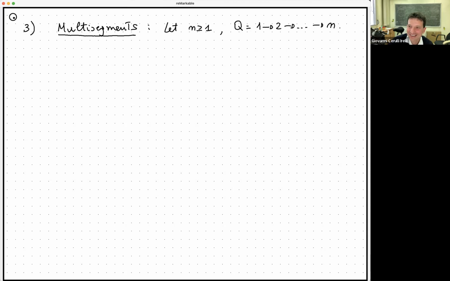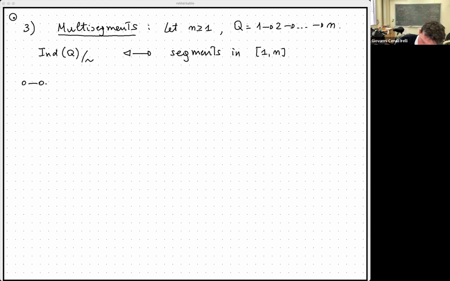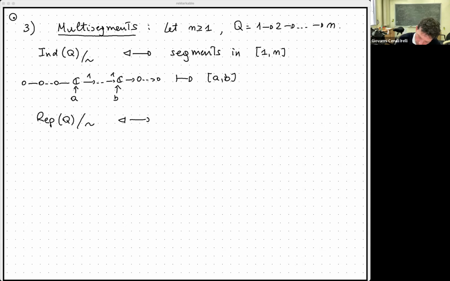Okay. The indecomposable representations of Q modulo isomorphism are in bijection with segments in 1 to n. So for example, take the representation which is 0 everywhere, then C, and then 0, and so on, with identity maps. This corresponds, of course, to a segment. By corresponding, you just take the support of the representation, okay? So there is a bijection between these two. And so there is a bijection from the representations of Q modulo isomorphism to multi-segments, just unions of segments, okay?